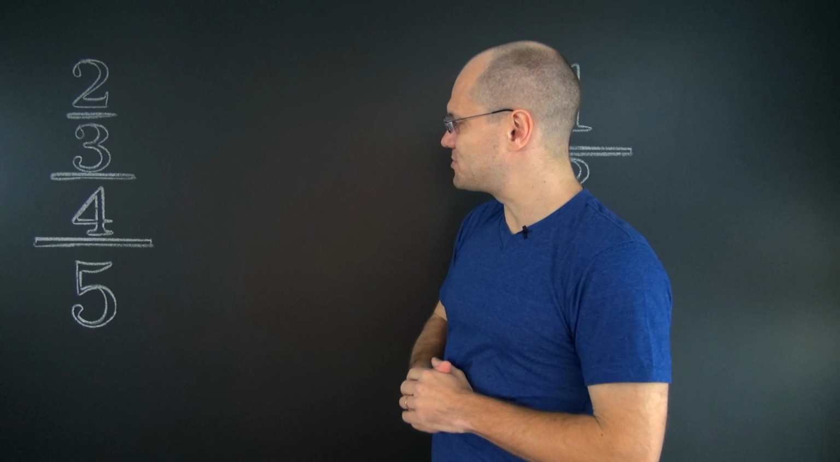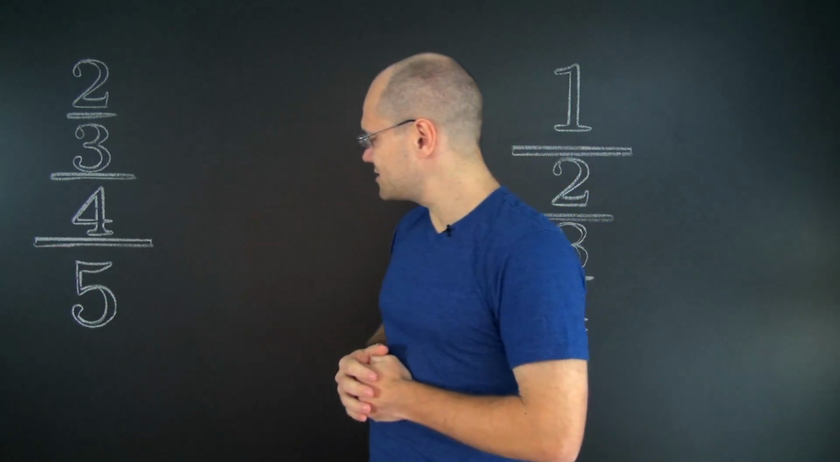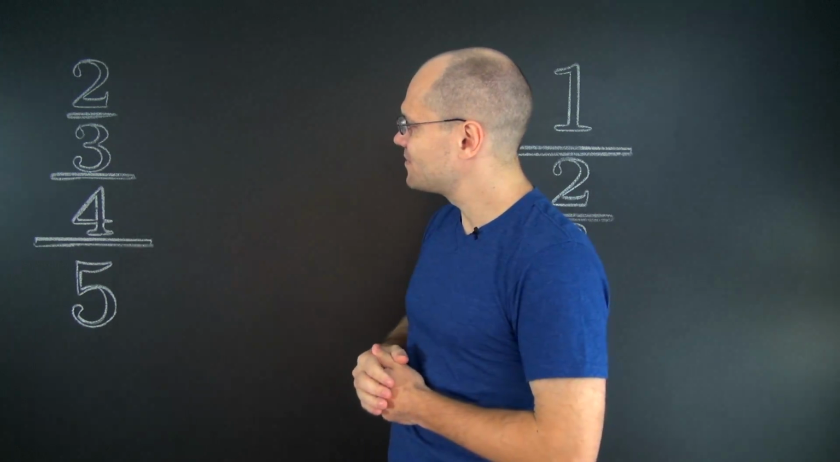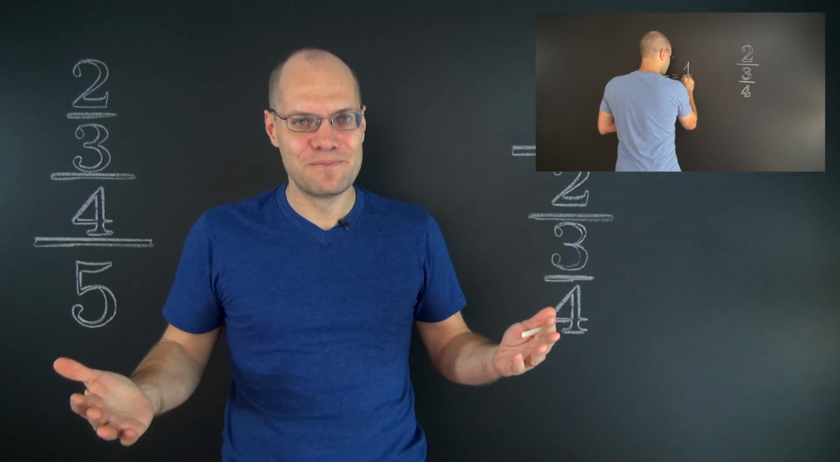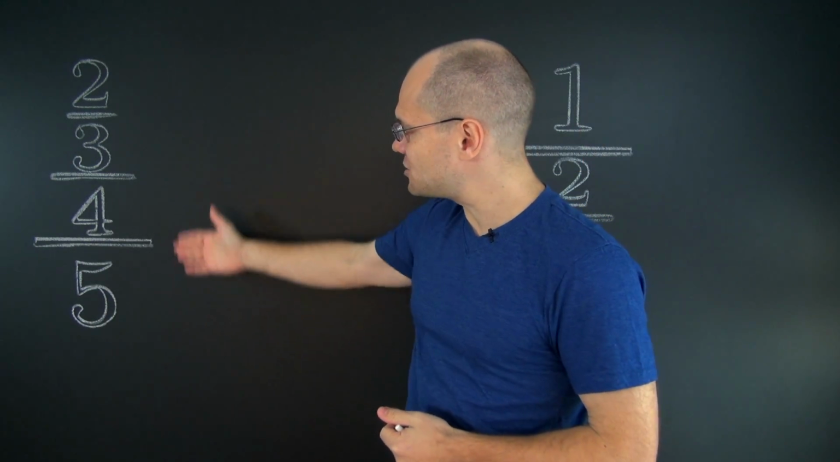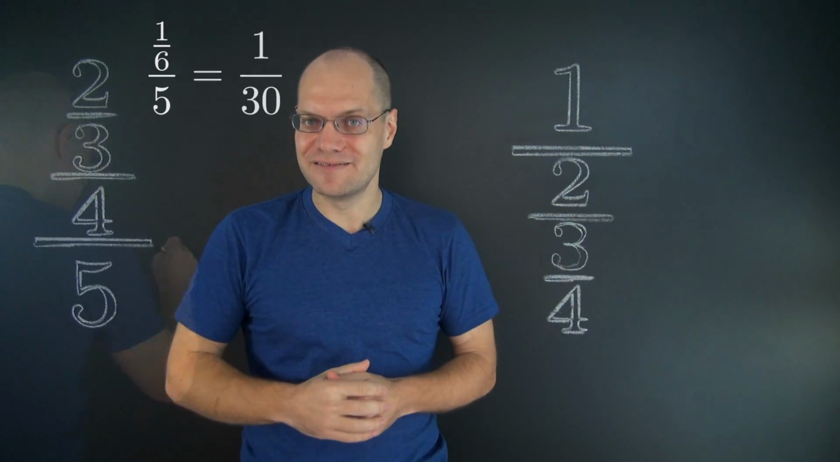So let's start with this one. What do we see here? Well, because this bar is the widest, what we have is this tall fraction over 5. But this tall fraction we've already analyzed in another video, and the result was 1/6. So the value of this fraction is 1/6 over 5, 1 over 30.